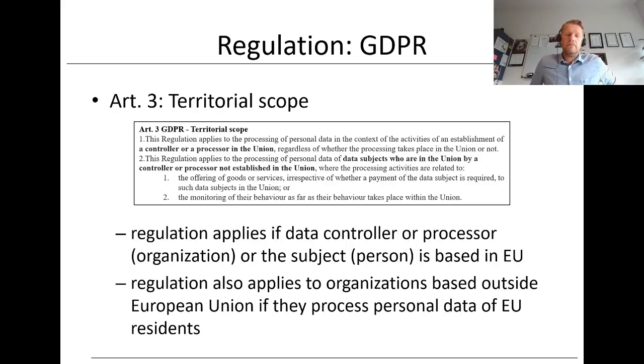Article 3 then mentions the territorial scope, right? You can see it mentioned there, and it's summarized at the bottom as well. So it basically says that the GDPR regulation applies if the data controller or processor, which could be an organization, or the data subject is based in the EU. And the GDPR regulation, very important, also applies to organizations based outside the European Union if they process personal data of EU citizens or residents.